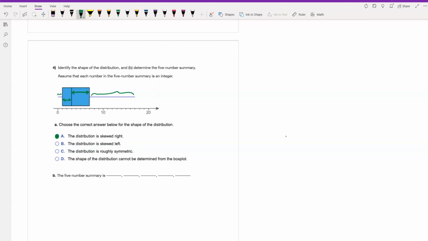Then it's asking for five number summary. Find five number summary for minimum, the number that we have here is 0. Then we have that part is Q1. The number that we have here is 1. Median or Q2. This is 3. Q3. Here we have 7. And our max, here on this part we have 17.